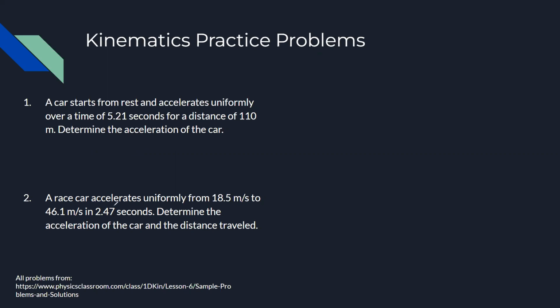A race car accelerates uniformly, so it only has one a value, from 18.5 meters per second to 46.1 meters per second in 2.47 seconds. Determine the acceleration of the car and the distance traveled. So v initial would be 18.5. V final would be 46.1. Time would be 2.47 seconds. And what you're trying to find is acceleration and distance.